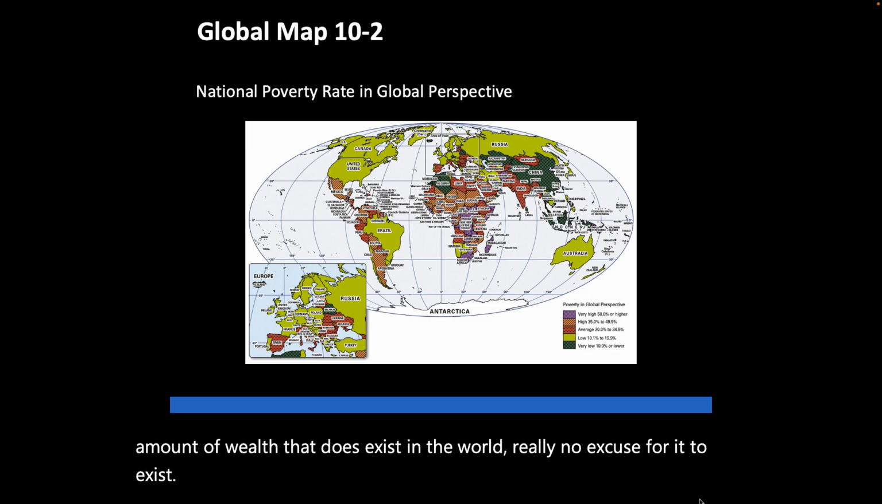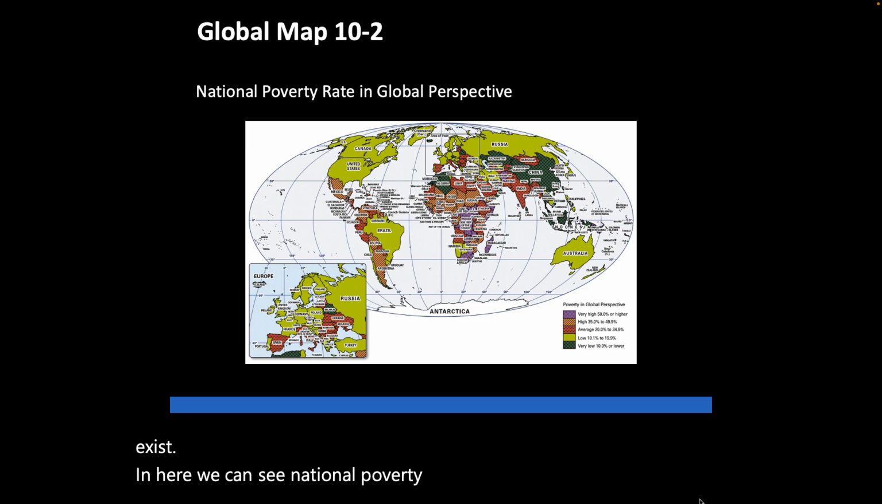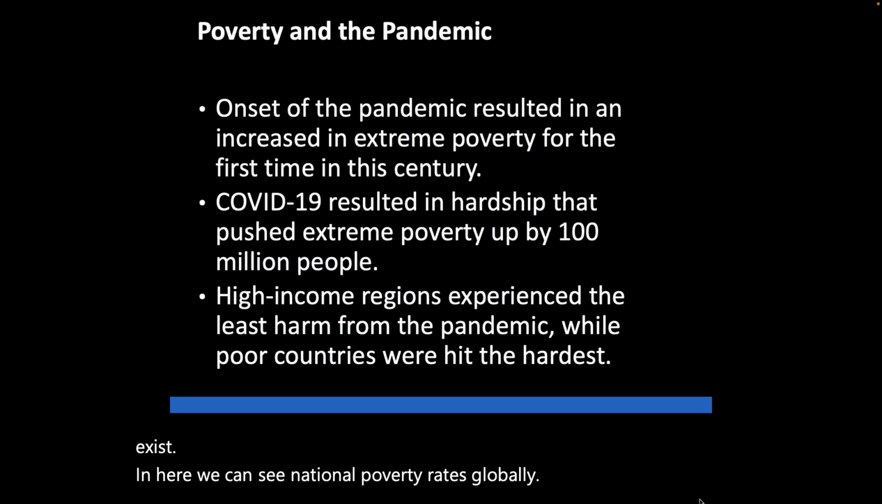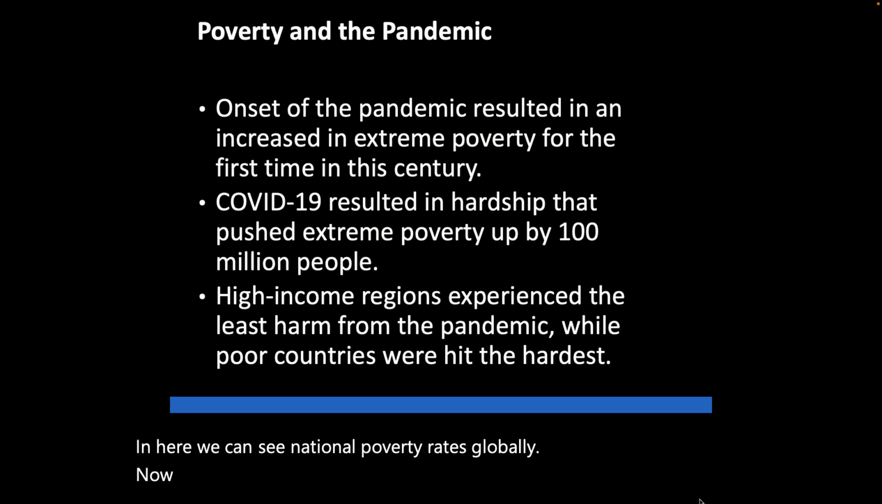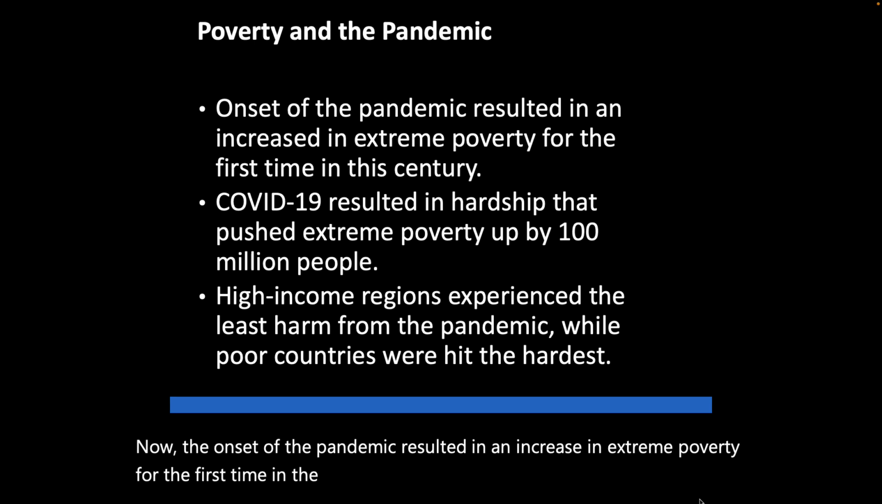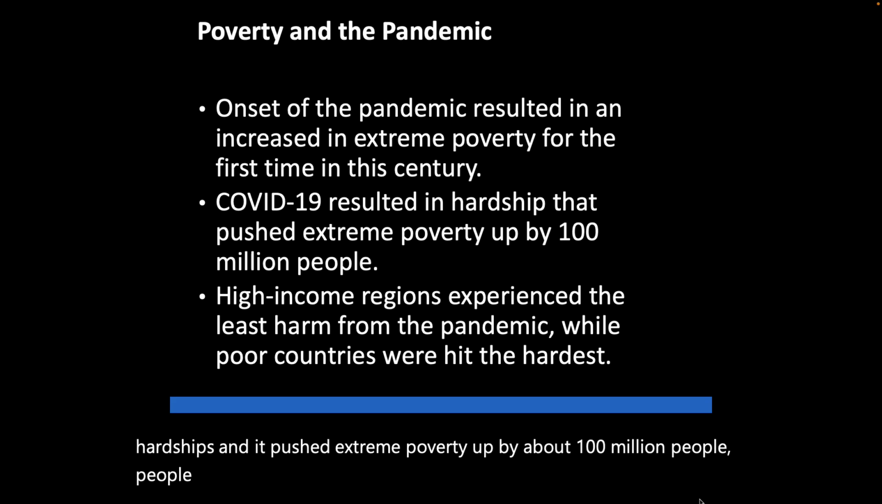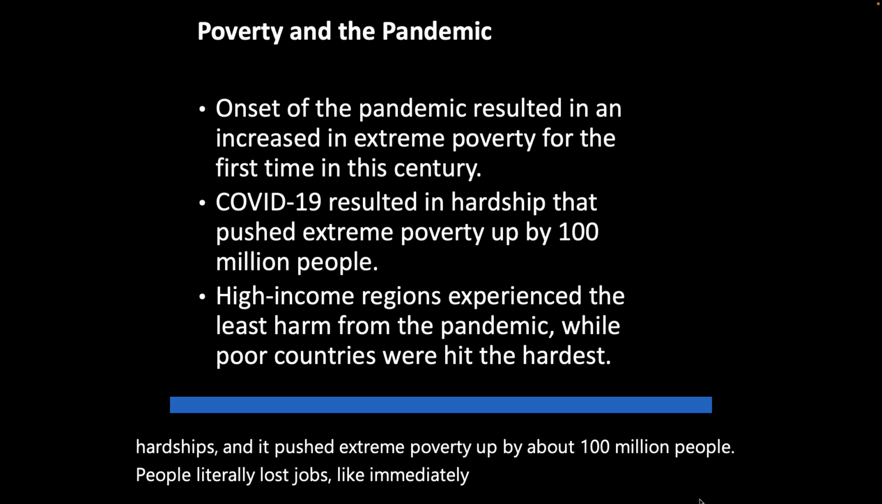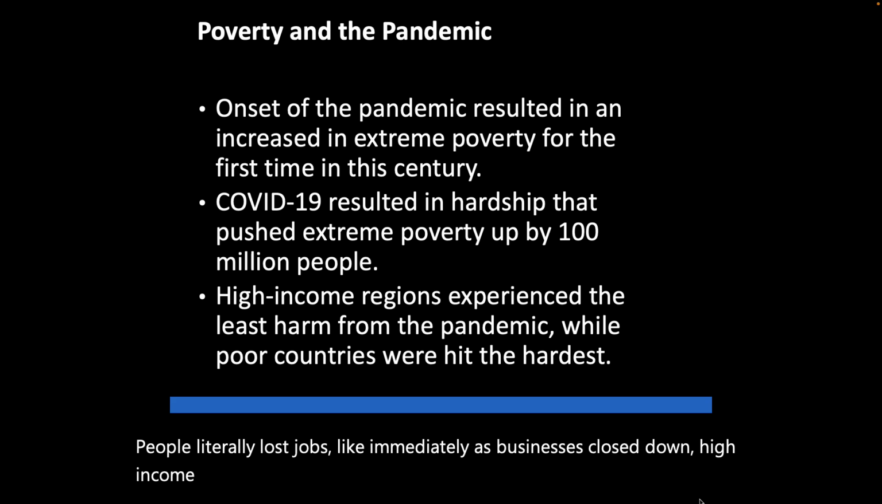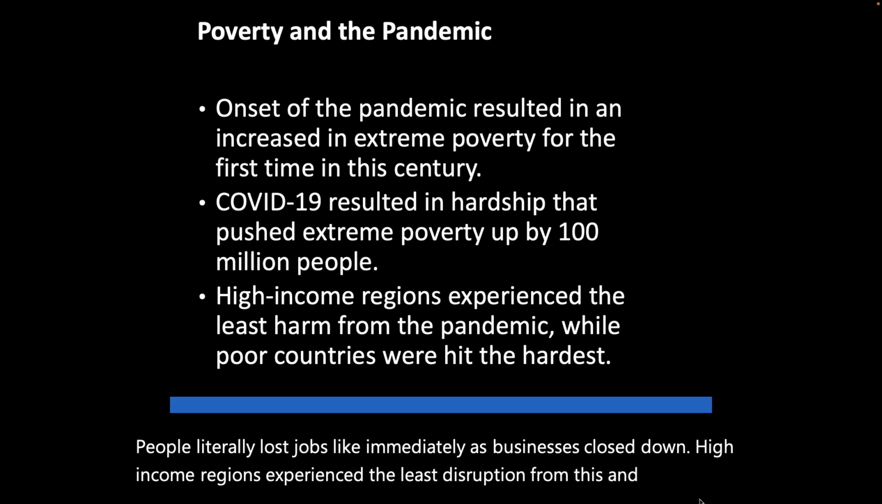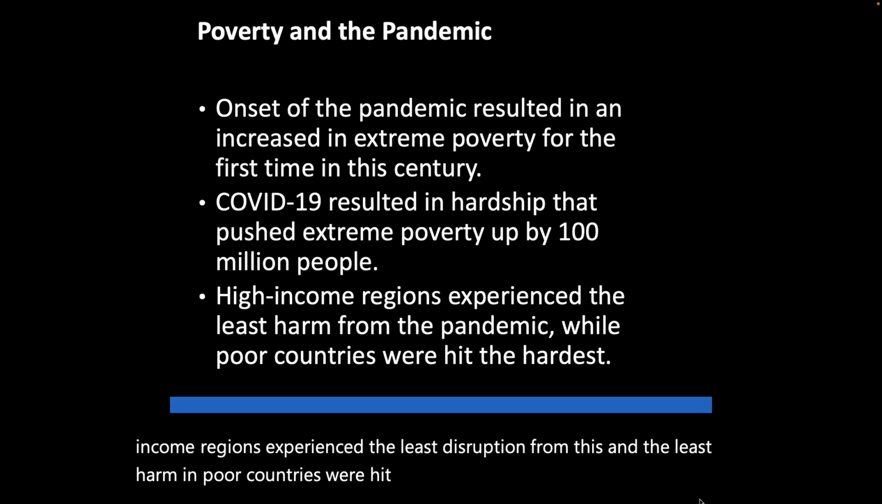And here we can see national poverty rates globally. Now, the onset of the pandemic resulted in an increase in extreme poverty for the first time in the century. COVID-19 really resulted in a lot of hardships, and it pushed extreme poverty up by about 100 million people. People literally lost jobs immediately as businesses closed down. High-income regions experienced the least disruption and the least harm, and poor countries were hit the hardest.